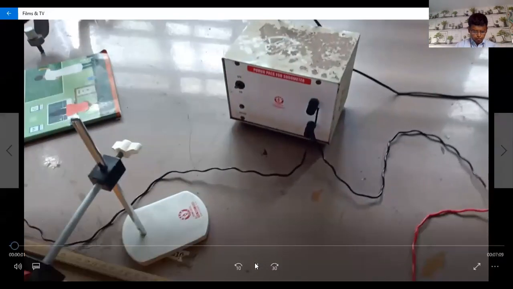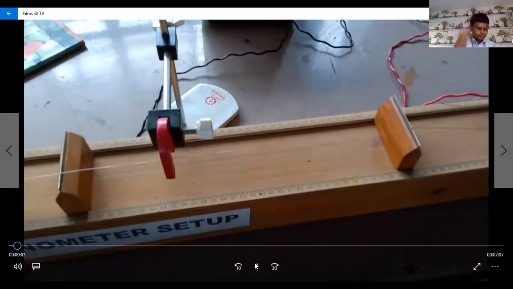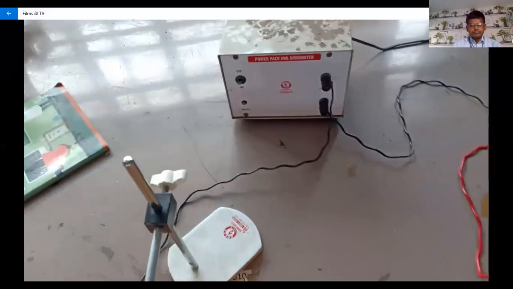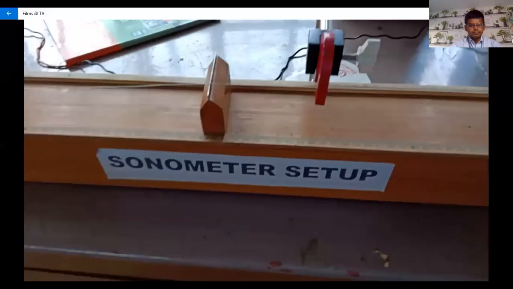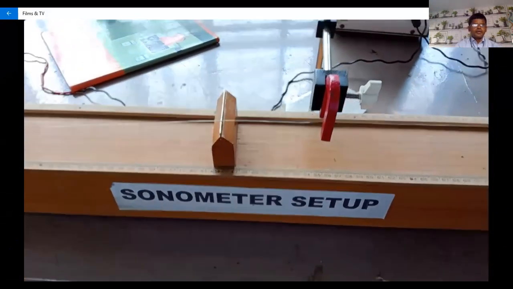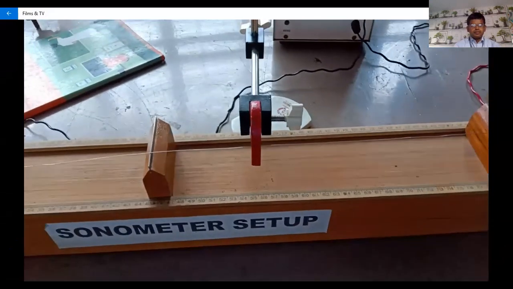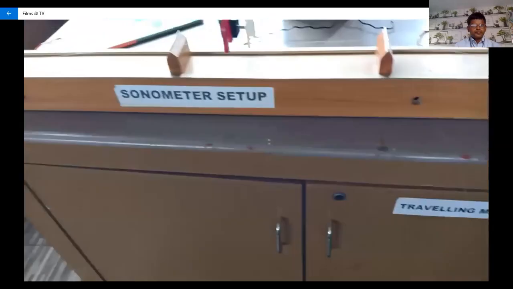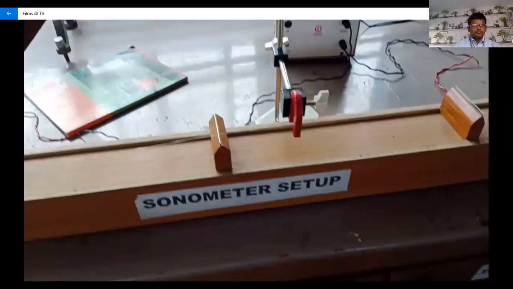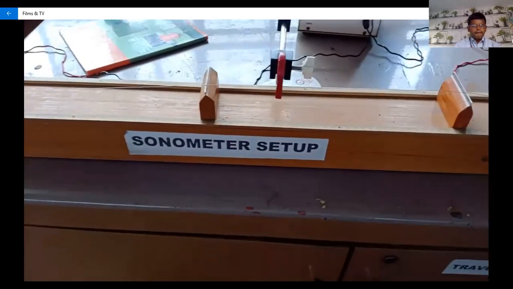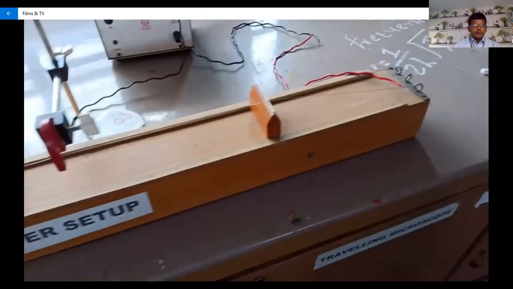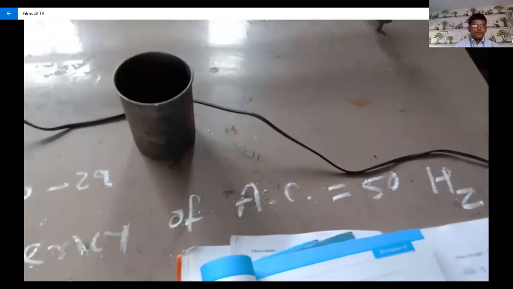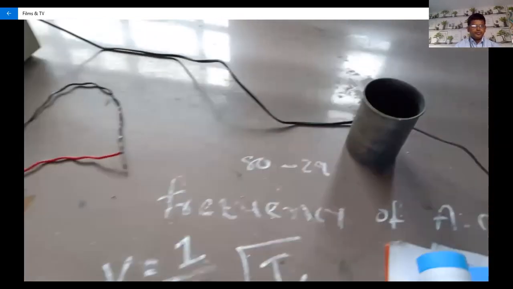Good morning, Samithians. Today again we are coming with the live practicals, practical number 8, the sonometer, standard 11. Last year we used a sonometer setup and found the relation between the frequency and the length. But today we directly find the frequency of AC, which is 50 Hz as per our theoretical knowledge.